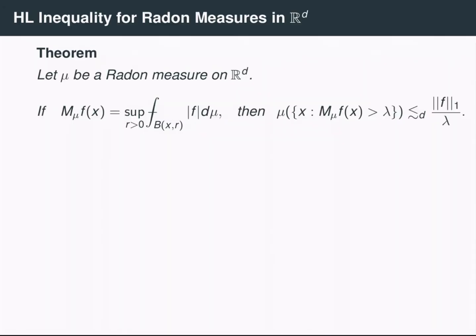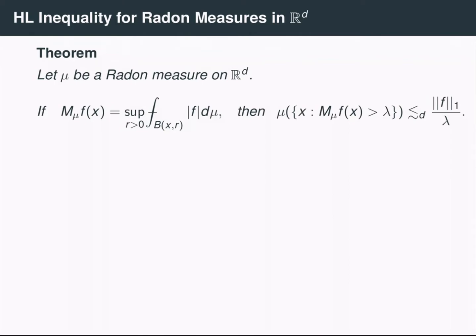So as an example to show how the Besicovitch covering theorem is used in practice, we'll prove yet another version of the Hardy-Littlewood maximal inequality. Now this one only holds in Euclidean space. However, it has the advantage that it holds not just for Lebesgue measure or doubling measures, it holds for any Radon measure in Euclidean space.